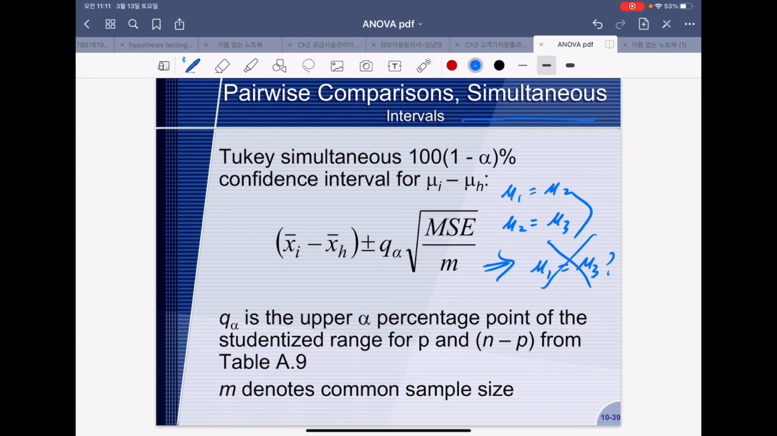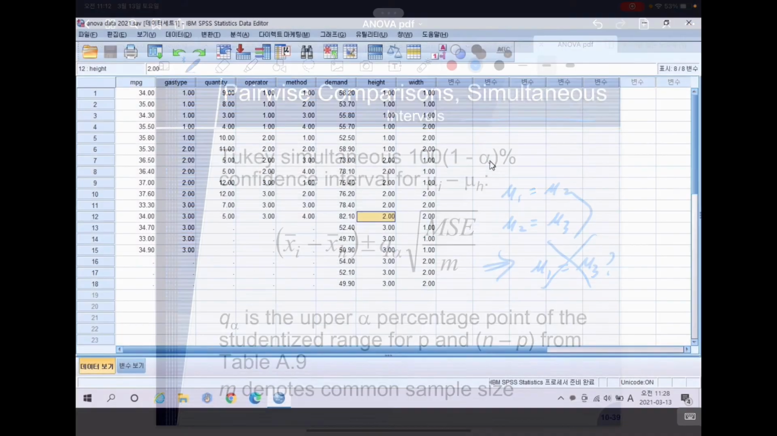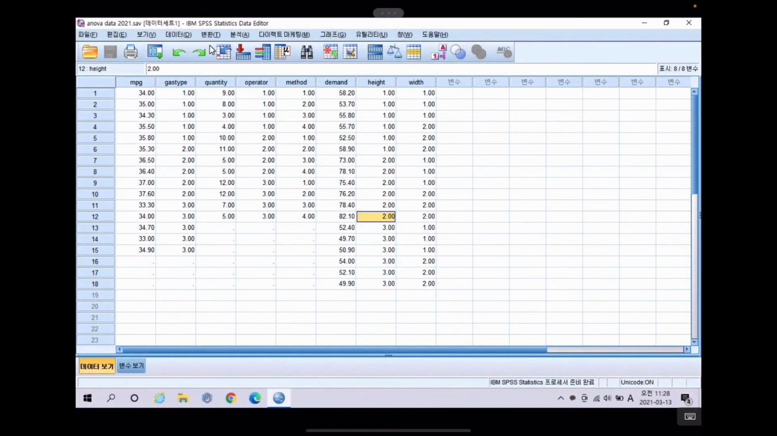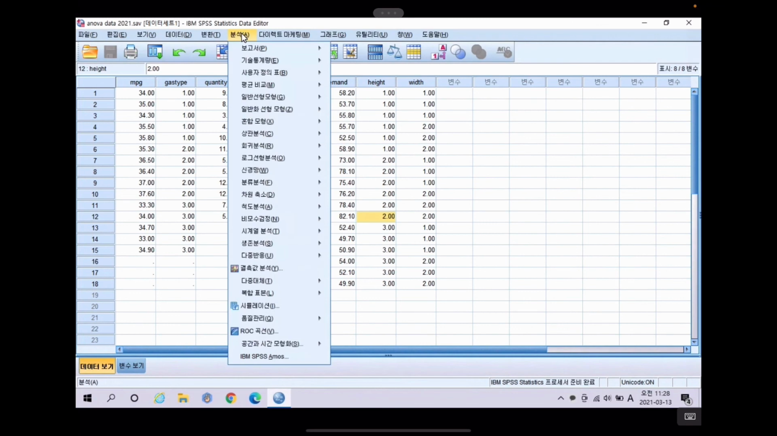There are lots of other methods, right? We usually use Tukey or Bonferroni, right? So how do we do the pairwise comparison? When you do the hypothesis testing by using SPSS, you can get the results for the pairwise comparison, right? So let me go back to SPSS again, right? So we are back to SPSS. Let's go to Analyze again, and you select Compare Means, and you select One-Way ANOVA, right?